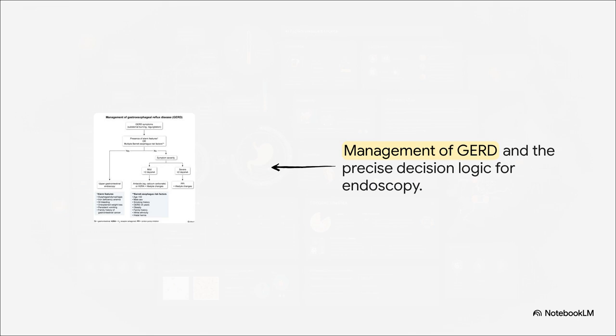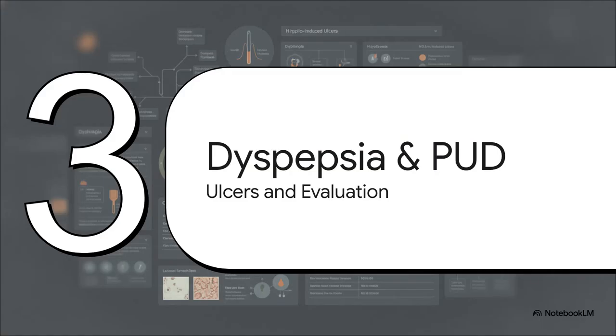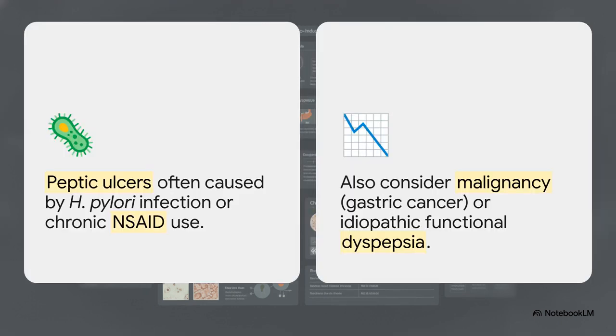Section 3, dyspepsia, PUD, and ulcers. Dyspepsia clinically presents as epigastric pain or burning, postprandial fullness, early satiety, or bloating.